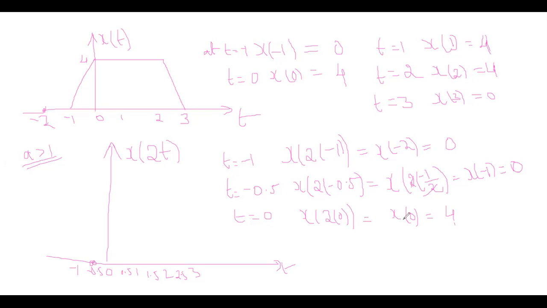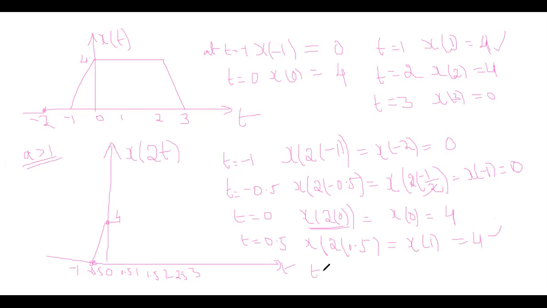And at t is equal to 0, what is the value we got? 4 in x of 2t, because this is a signal x of 2t. Here is a 4. Okay, then at t is equal to 0.5, the x of 2 into 0.5 means it is x of 1 only. What is the value of x of 1? It is 4. So at 0.5 also 4 only.